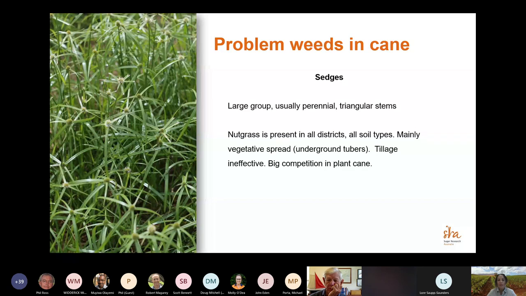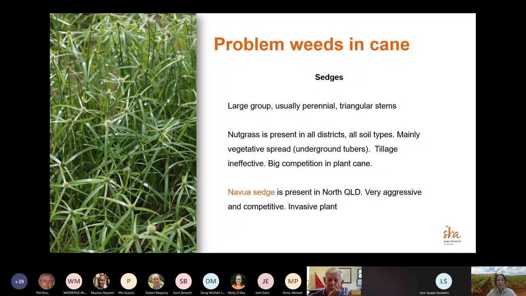Nut grass is actually a bit tricky because it creates big competition in cane and it's often underestimated by growers because it's such a small grass. They think that they don't have much competition, but it's not the case. It actually starves the cane for nutrients and moisture.